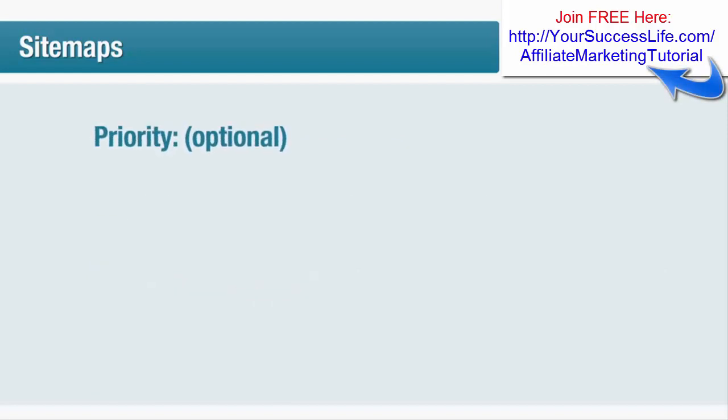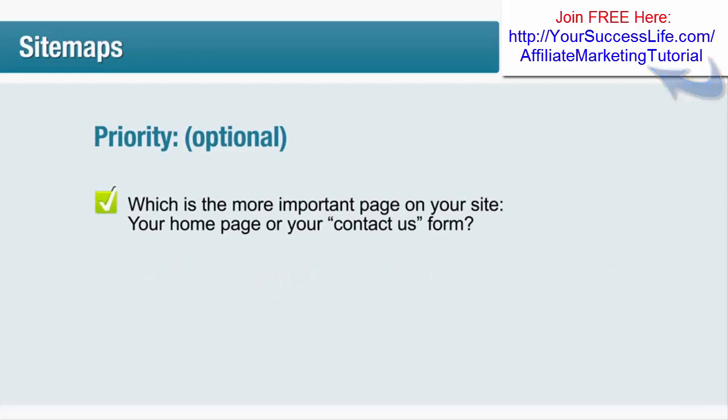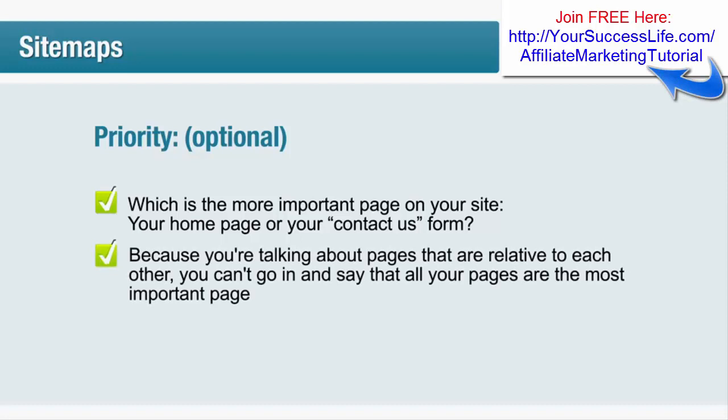Priority. Which is the more important page on your site, your homepage or your Contact Us form? Sitemaps allow you to give a weight or priority to your pages relative to each other. The value ranges from 0.0 for your least important page up to 1 for your most important page, with the default value being 0.5. Because you're talking about pages that are relative to each other, you can't go in and say that all your pages are the most important pages. This makes them all look the same to the search engines and completely defeats the purpose.